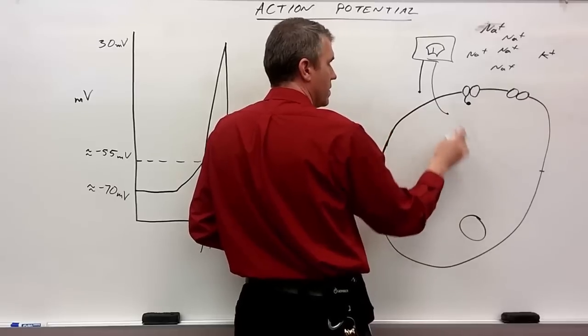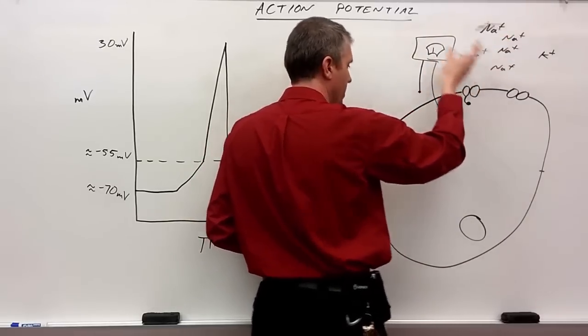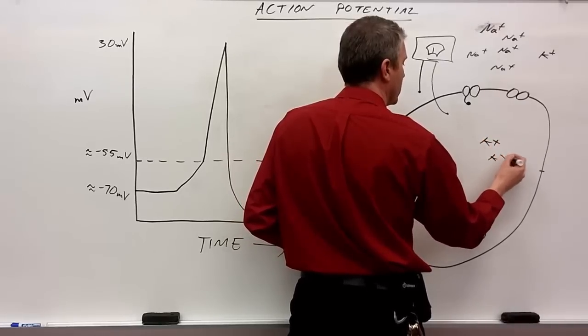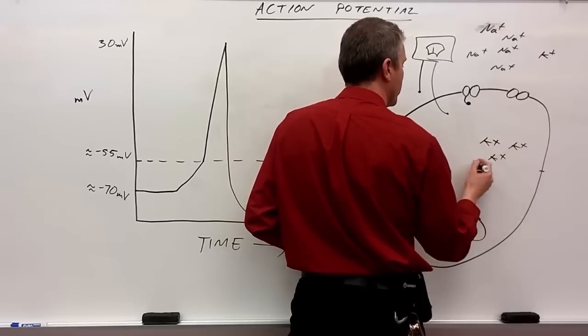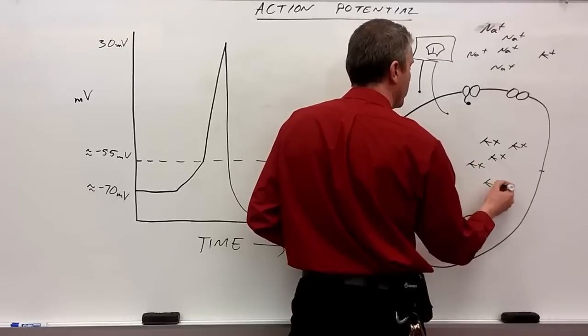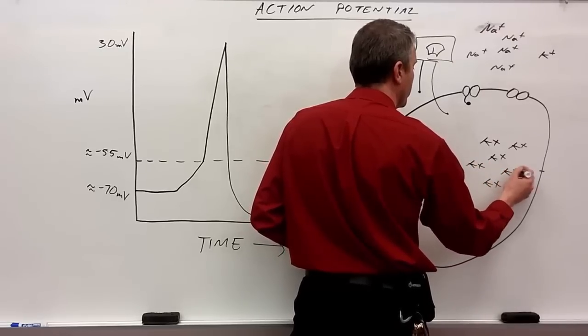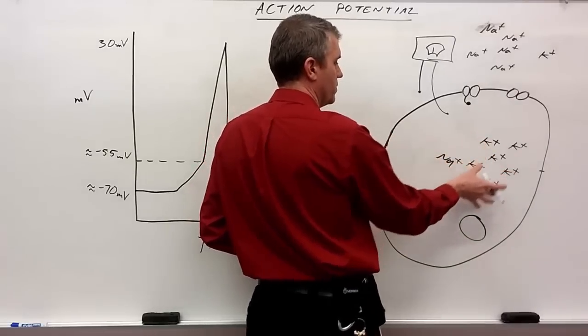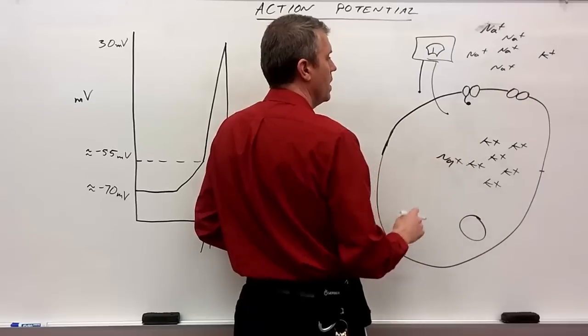And then inside of the cell, the sodium-potassium pump pumps out sodium and it pumps potassium into the cell. So inside of the cell, we've got a higher concentration of potassium. And we do have some sodium in here, but there's a lot more potassium than there is sodium.